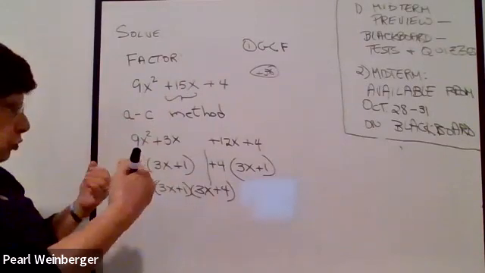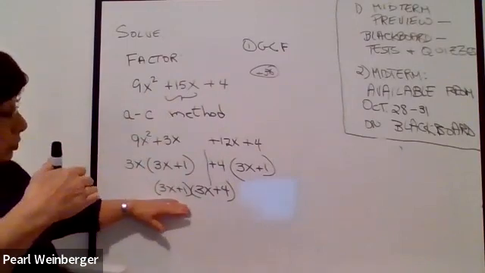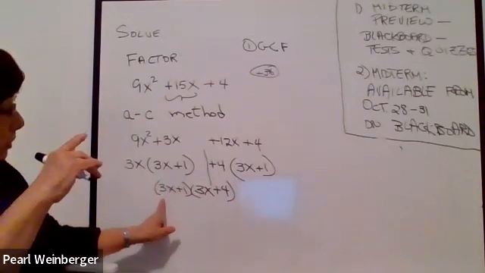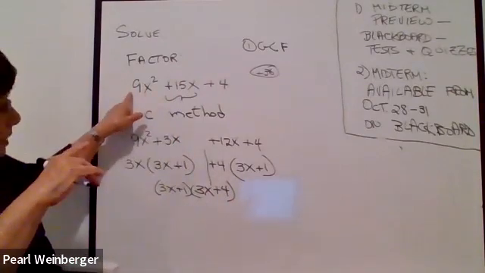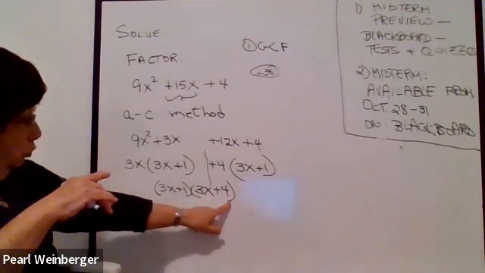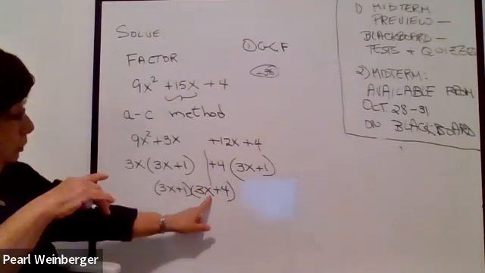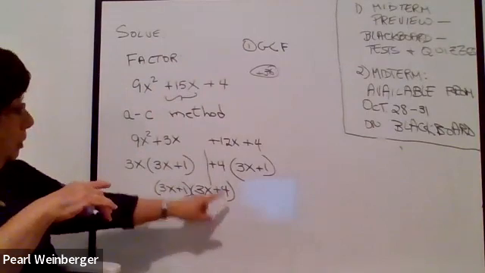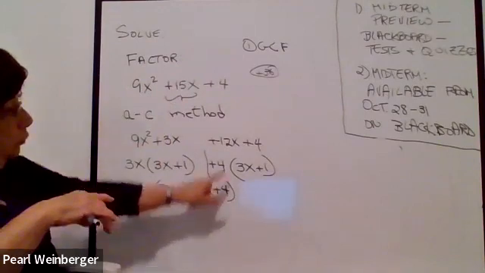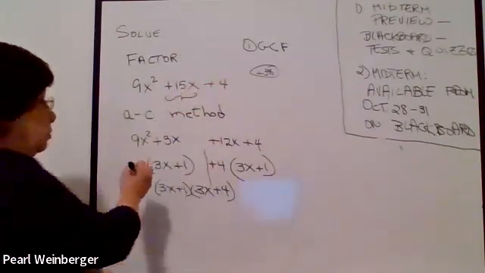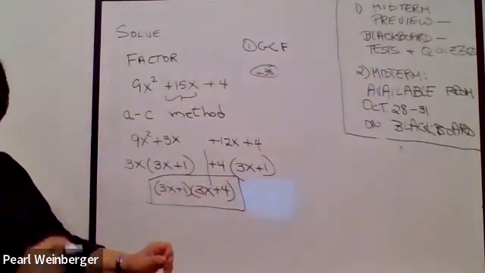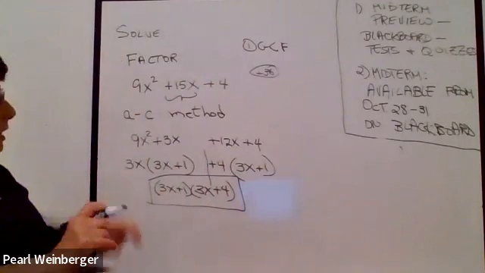Again, if you want to make sure that you've done it correctly, you could do FOIL on these two binomials, and you would see 3x times 3x would give you the 9x squared. Outer would be 3x times 4, which is 12x, and 1 times 3x is 3x, and 12x plus 3x gives you 15x. And 1 times 4 is 4. So this is the correct factorization of the original example.